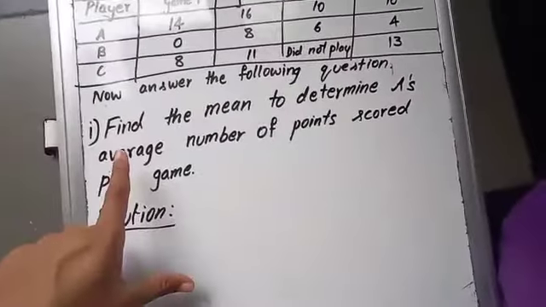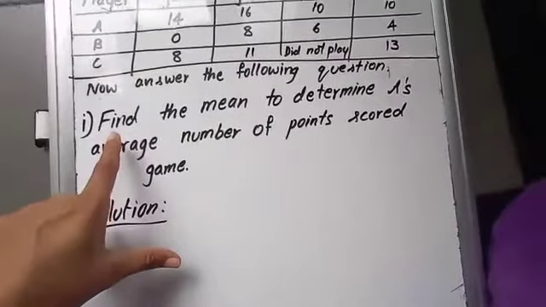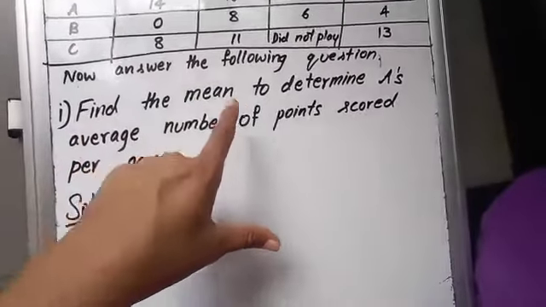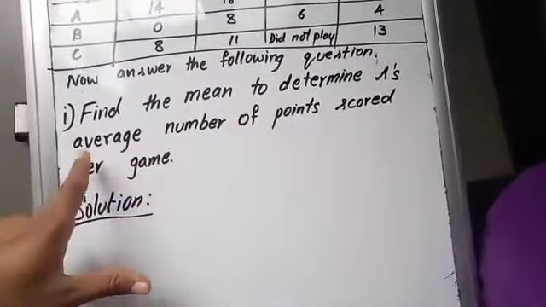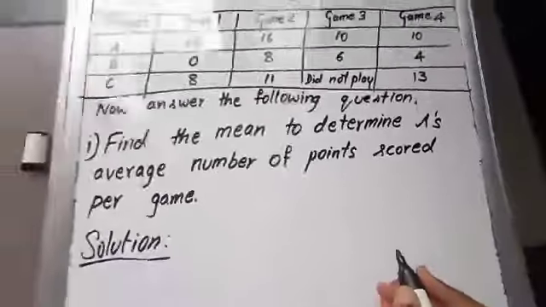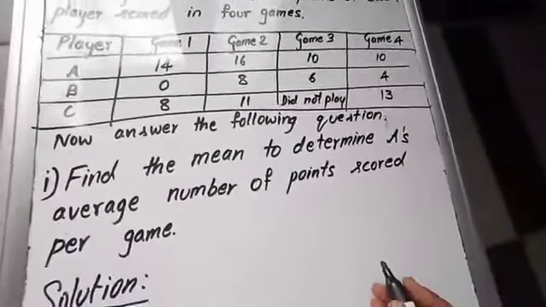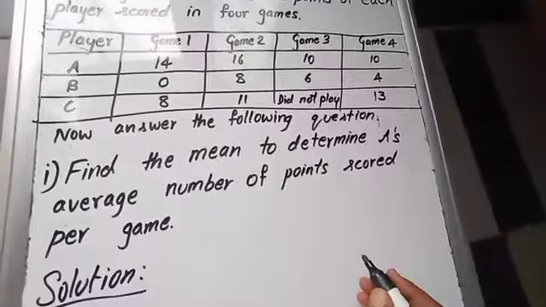From that, the first question: find the mean to determine A's average number of points scored per game. We have to find the average. As you know, we have explained in advance, average means arithmetic mean. So let us see what A has scored.